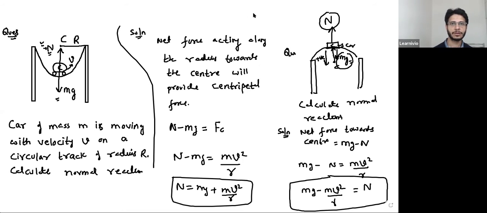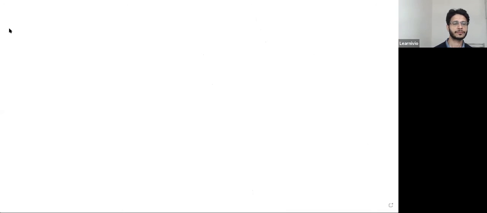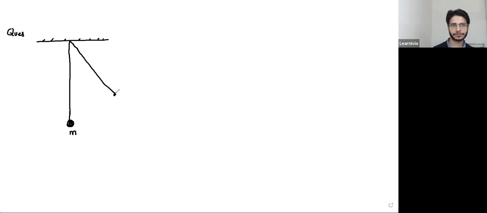It's okay. Let's do one more question. Say this is a rigid support. I take this string and connect it to a body of mass m. Then I apply force and this mass starts rotating in a circle of radius r. This is the length of the string. This is how it happens.